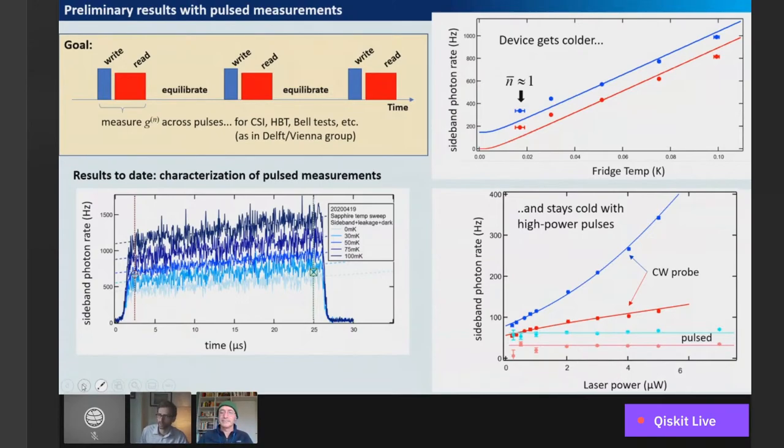And is there a way to improve the cooling rate? Yes, we have a couple tricks up our sleeves, one of which I will tell you about.